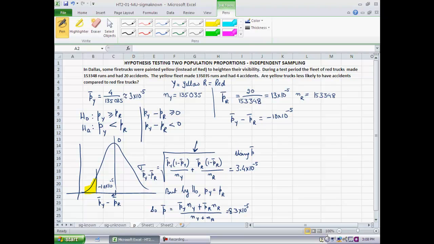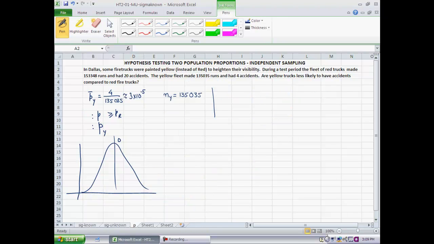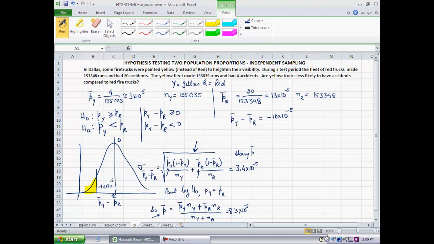If the null is true as an equality, Py is equal to Pr, and therefore P bar y and P bar r are simply two different estimates of the same P. So in order to get a better estimate of what my P would be, I take the weighted average of P bar y and P bar r. That ends up being my estimate of the population proportion, the P bar. And I can do that simply because of my assumption that the null is true as an equality.